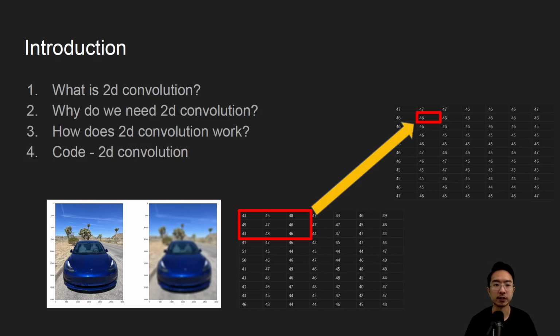All right, in this video, we're going to talk about 2D convolution, talk about what it is, why we need it, how does it work, and jump straight into a coding example. So by the end of this video, we will understand what this image here on the right means, and how we could convert this image here to this image here on this side, okay?